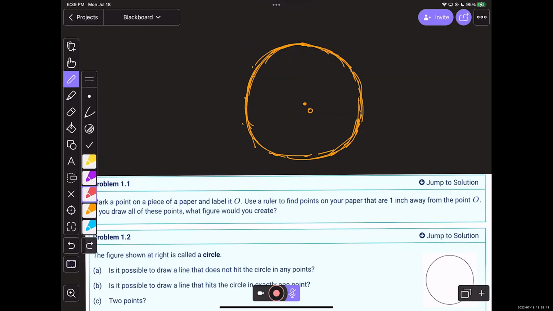So now the question is, okay, if that is 1 inch, what is that distance also considered? What is that called? Are you familiar with it? It's called the radius.